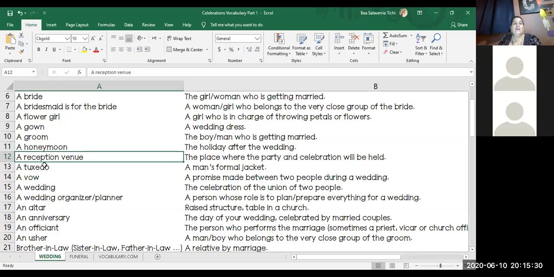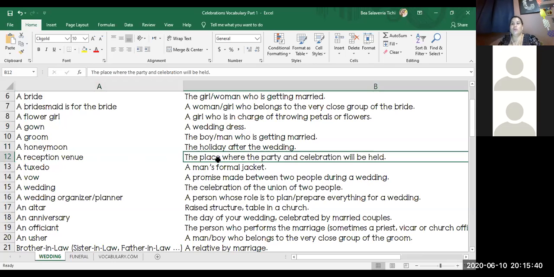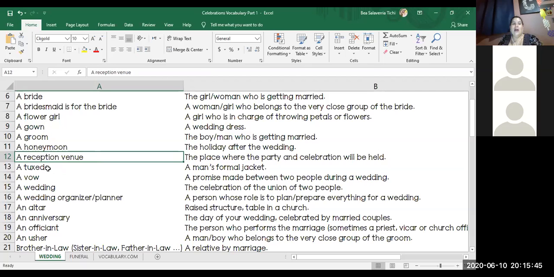The reception venue is the place where the party is, okay? Whether it's a hotel, that's the reception venue. The place where the party and celebration will take place. That's how you call it. A tuxedo is a formal dress for the grooms, for the person who's getting married, the men.